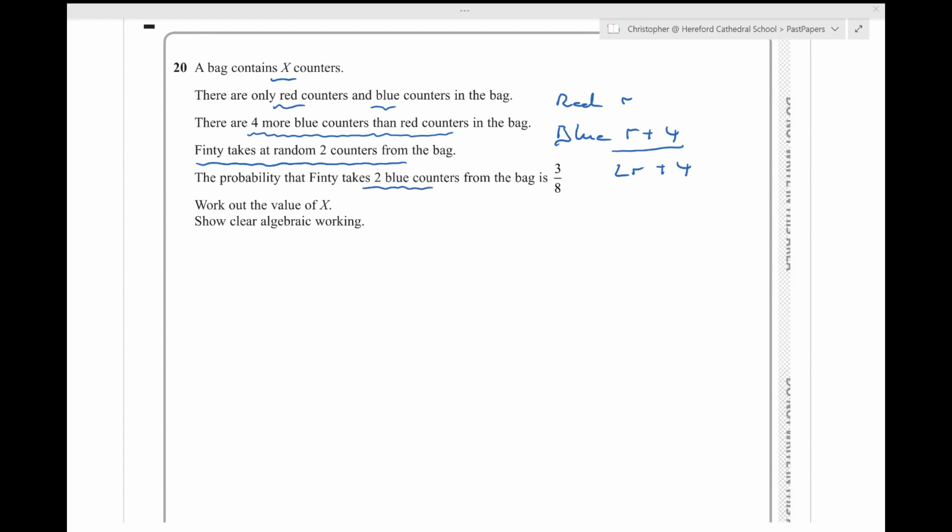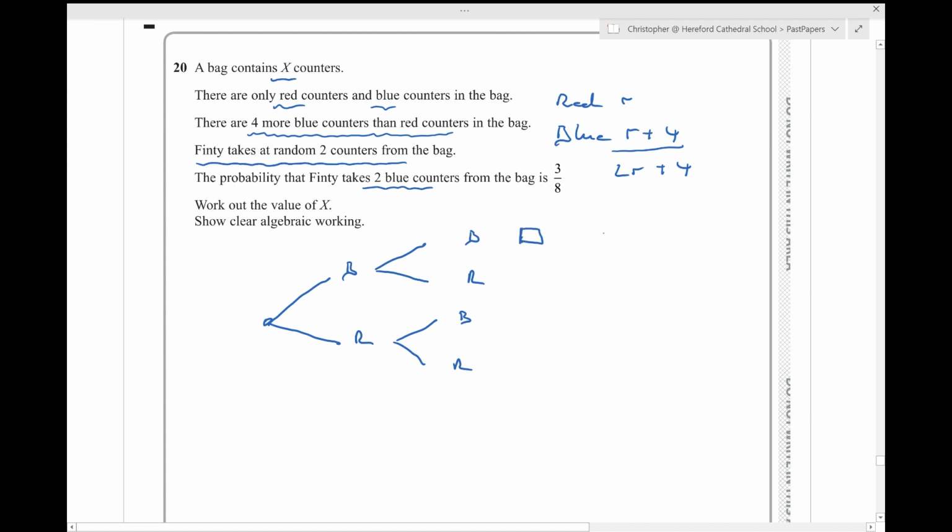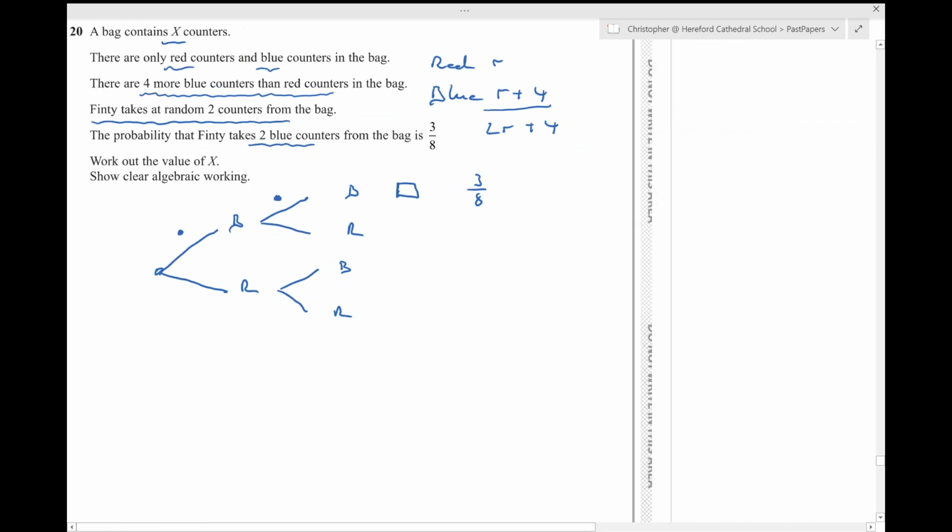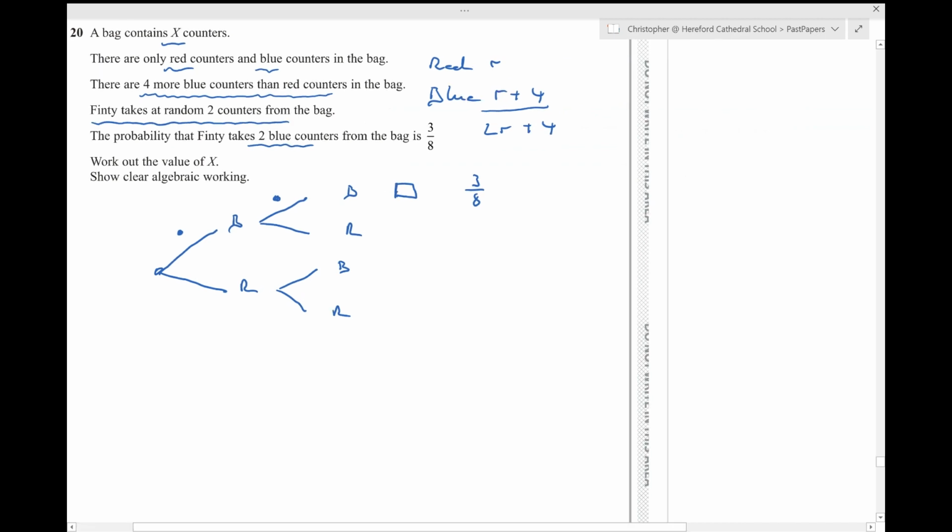So I'm going to set up an equation here. Let's have a look. Can you imagine the probability tree? When he takes his first counter, it's either going to be blue or red. And then he takes the second counter. It's either going to be blue or red. Now, the probability of taking 2 blue counters, this probability here, equals 3/8. So I can find this probability and this probability, multiply them together. That's going to give me an equation because those two multiplied together equals 3/8. Then I could find R, and therefore I could find X, the total number of counters in the bag, because that's what I'm being asked for here.